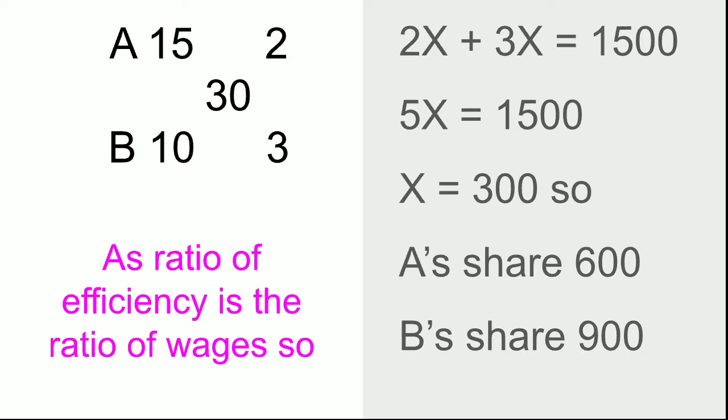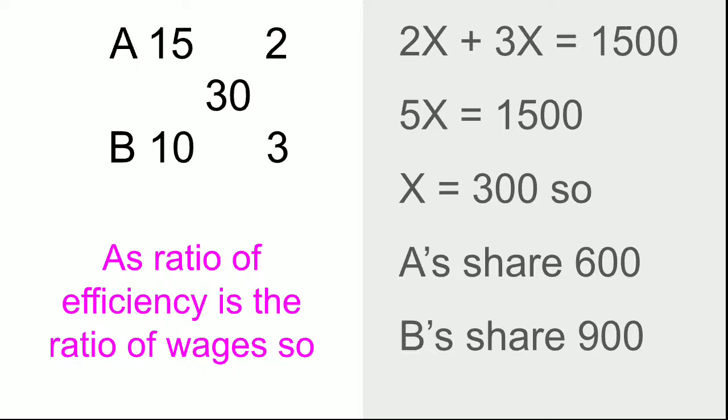in the case of ratio, the given values are multipliers of some variable. So 2x plus 3x equals the total wage value, that is 1500. So 2x plus 3x equals 5x, making it equal to 1500. So x equals 1500 divided by 5, equal to 300.